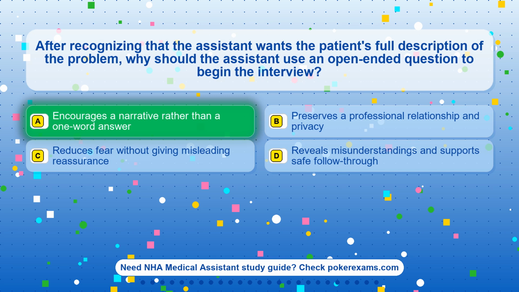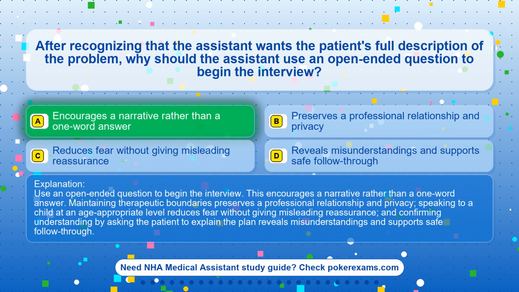The correct answer is option A. Encourages a narrative rather than a one-word answer. Use an open-ended question to begin the interview. This encourages a narrative rather than a one-word answer. Maintaining therapeutic boundaries preserves a professional relationship and privacy. Speaking to a child at an age-appropriate level reduces fear without giving misleading reassurance. And confirming understanding by asking the patient to explain the plan reveals misunderstandings and supports safe follow-through.